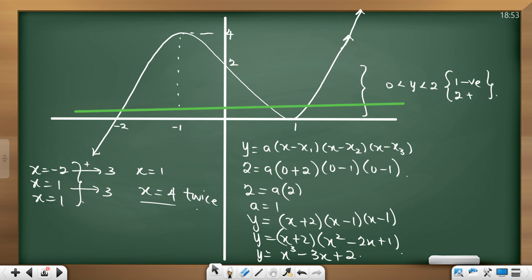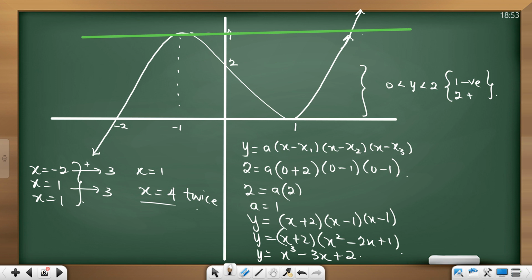I go above 2. What am I getting? Negatives and 1 positive. From 2 until what? 4. What am I getting? 1 positive.